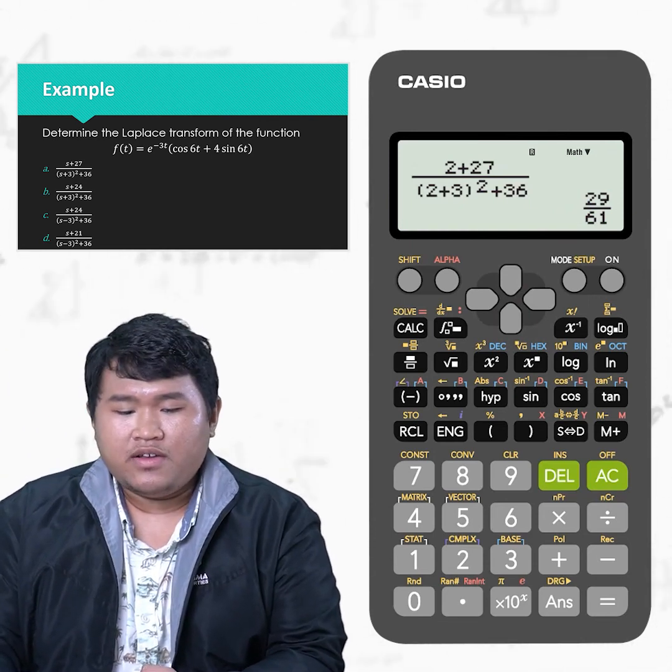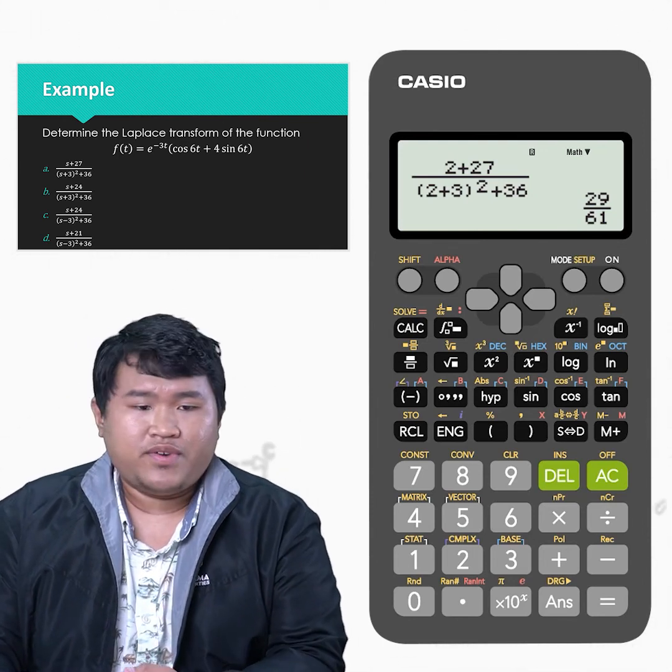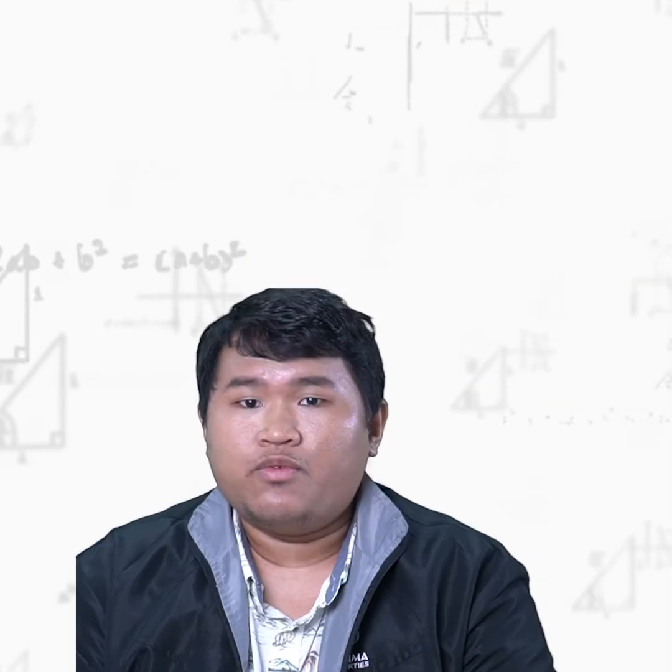Now, you can try substituting it in the other multiple choices, and you will get answers that are different from the exact value, unlike A. And that's how we solve Laplace transforms in multiple choice questions.